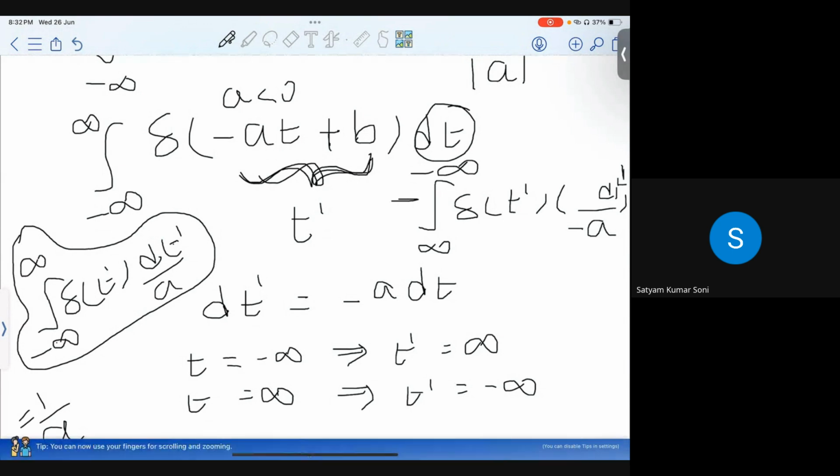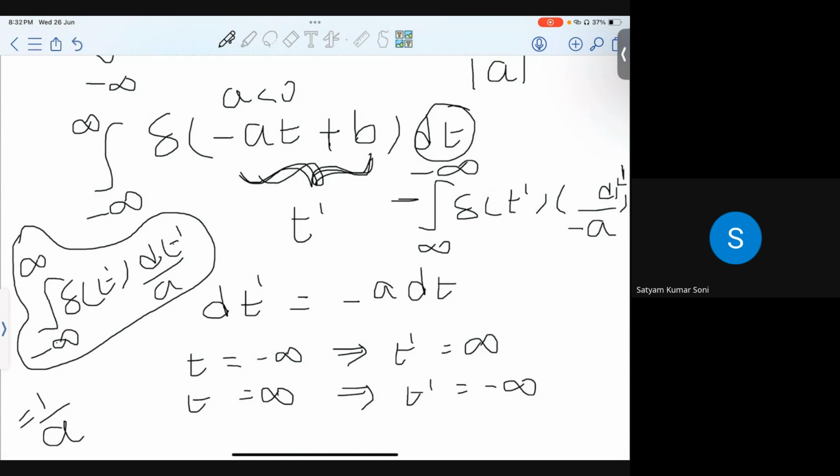Any questions with this? You guys try to work it out, and if you have any questions, I will help you, at least in this case when a is less than 0.